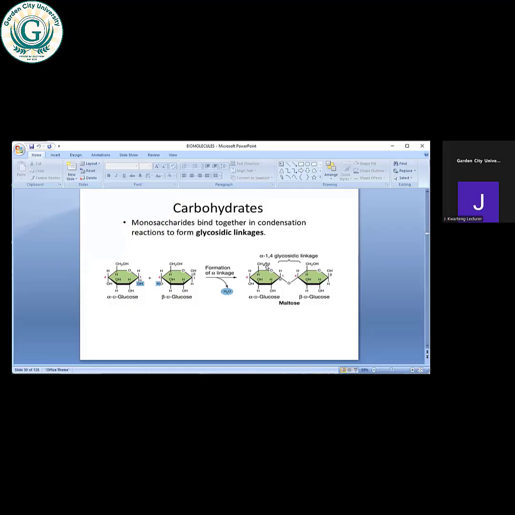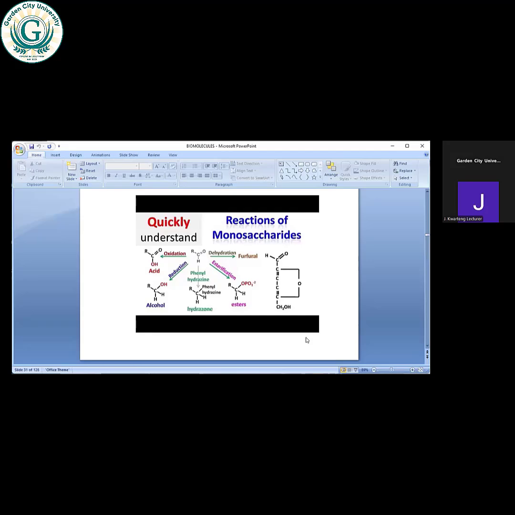All right. And the enzyme is capable of attacking what? Alpha 1,4 glycosidic linkage. Okay. All right. Is there any question?